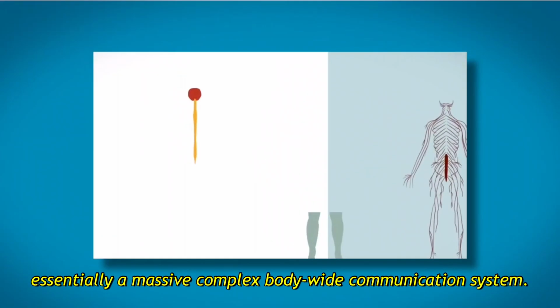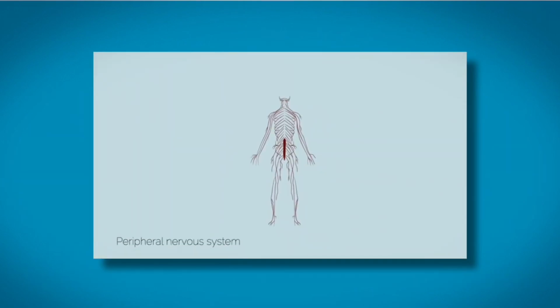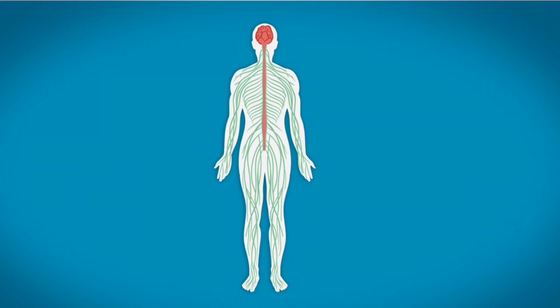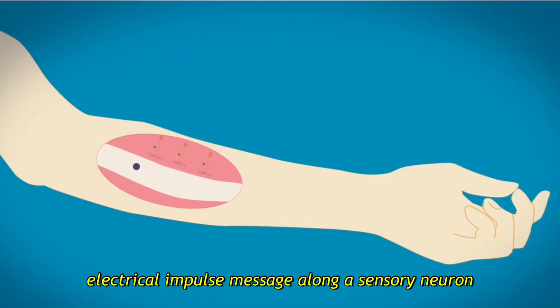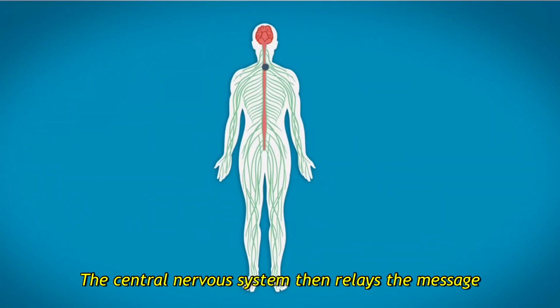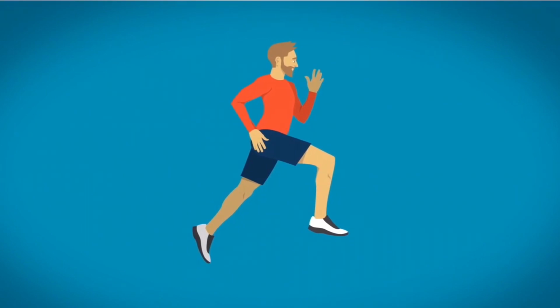already know that the nervous system is essentially a massive, complex, body-wide communication system. Messages are relayed to the central nervous system through sensory neurons. So a stimulus is detected by a receptor, which sends the electrical impulse message along a sensory neuron to the central nervous system. The central nervous system then relays the message by a motor neuron to effectors, which provide a response, such as telling your legs to run.